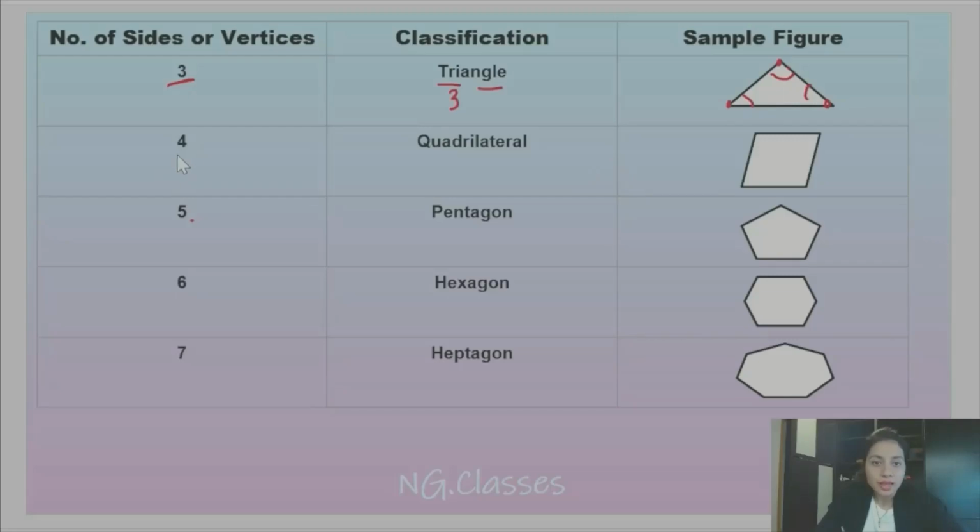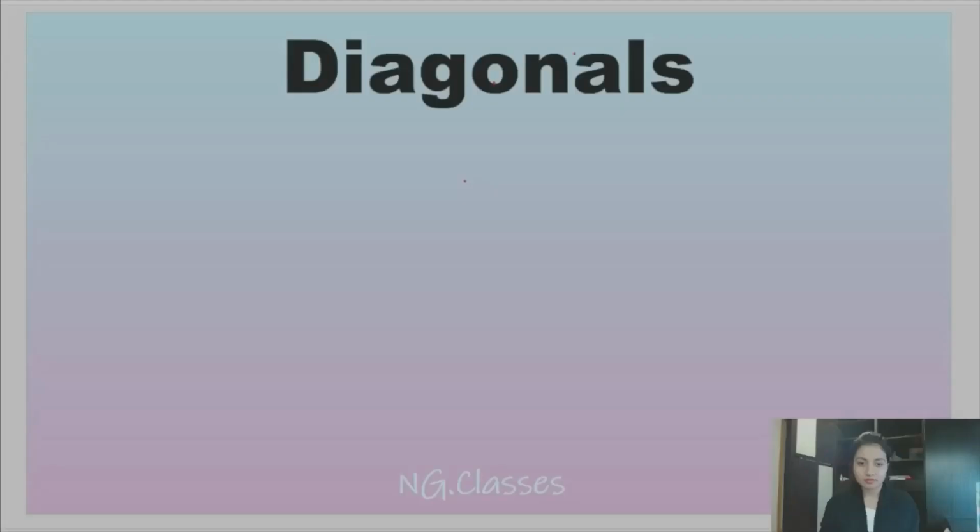Now if any polygon contains 4 vertices or 4 sides, it's called a quadrilateral. This is what we are going to discuss in this whole chapter. Quadri means 4 and lateral means sides. So any polygon which contains 4 sides is called a quadrilateral. If it contains 5 sides, it is a pentagon. If it contains 6 sides, it's a hexagon. If it contains 7 sides, it's a heptagon. Like this only, we have named each and every one.